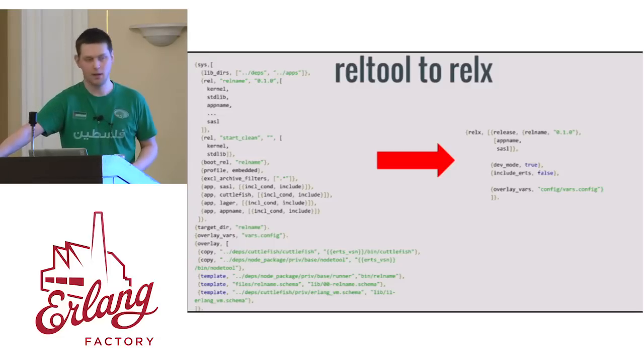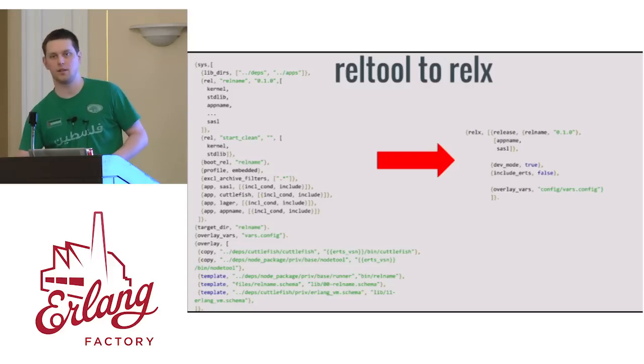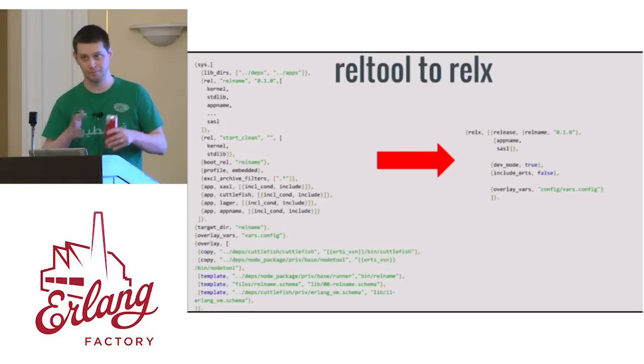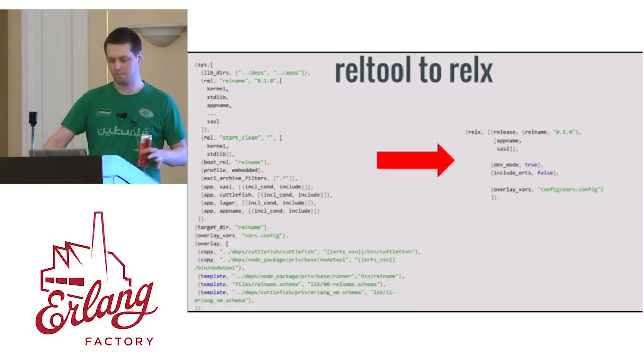You just have to tell it the name of your application, assuming all your .app files are correct with the dependencies. We have a dev mode, which simply links to the applications instead of copying them, so you can have a quicker build. And whether or not you want to include erts, and the overlay vars are used in this case, particularly for Cuttlefish, because sometimes there are overlays that have to be replaced in the Cuttlefish configuration, but other than that, you don't have to do anything for Cuttlefish to be working.